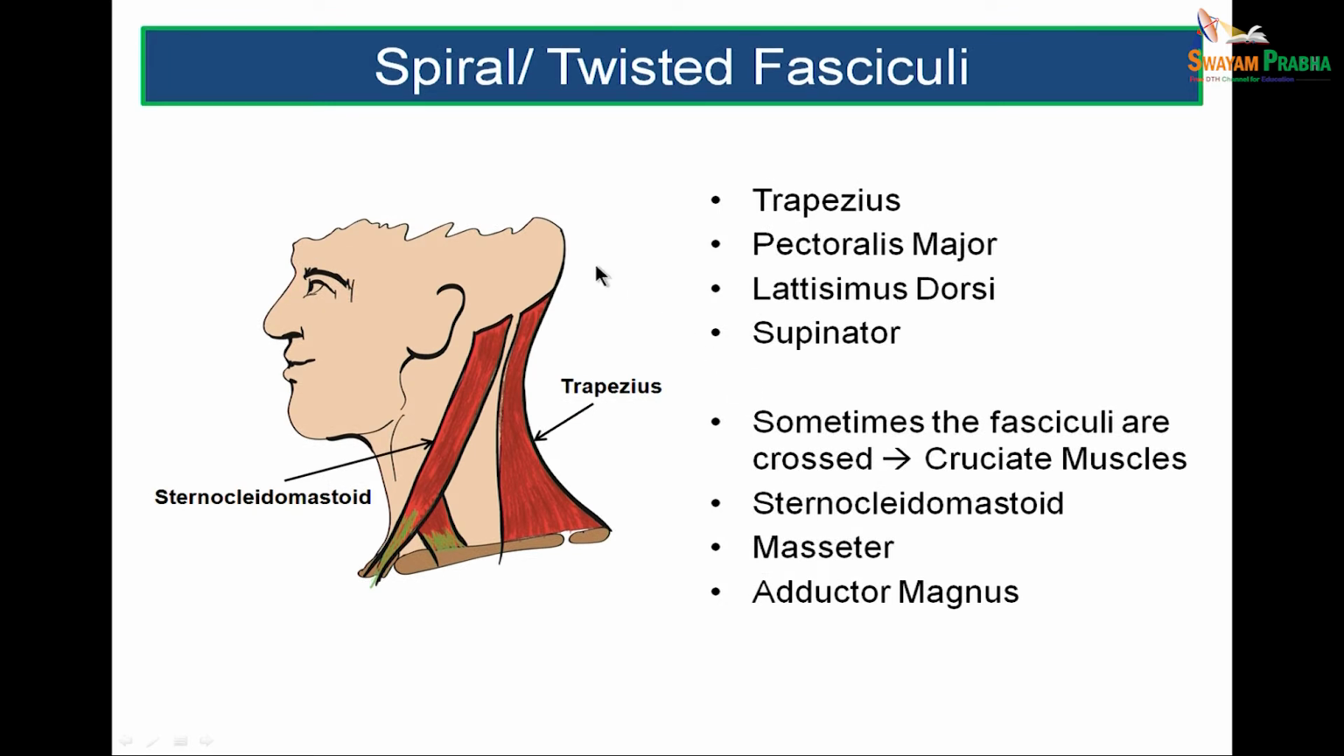Spiral or twisted fasciculi, here the example is the trapezius muscle, also the pectoralis major, latissimus dorsi, where fibers get twisted. Sometimes the fasciculi even get crossed like you see here. This is the sternocleidomastoid where the fascicles cross each other. So, you have the cleido fibers and the sternal fibers here.